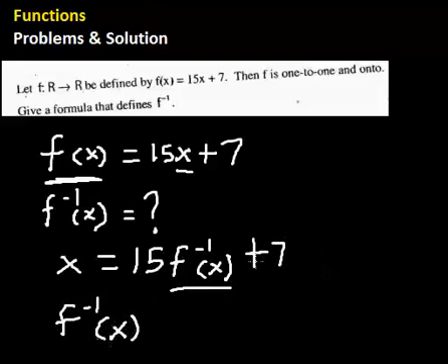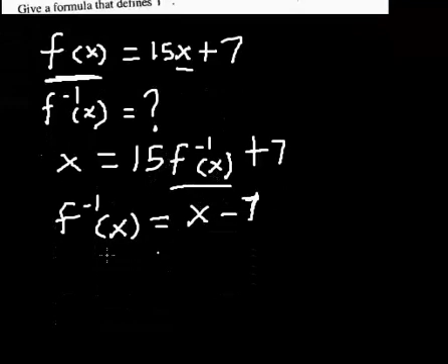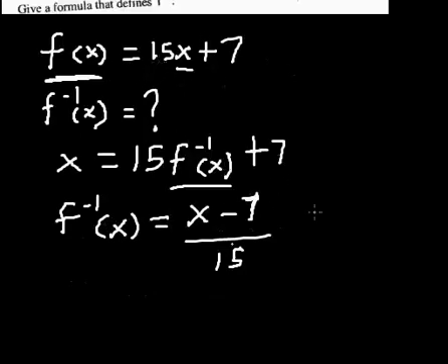I'm going to take plus 7 to the other side of the equation. That would be x plus 7 goes over, it becomes minus 7. Then remember that 15 is multiplied to the f inverse of x, so the 15 comes over and it becomes division. So this is the formula for the inverse of this function. That is just the simple step which you can take. Reverse that particular equation, and of course you find the inverse.